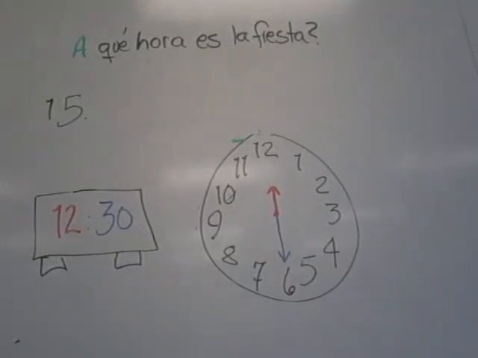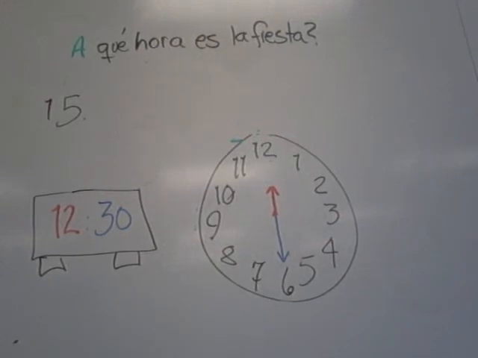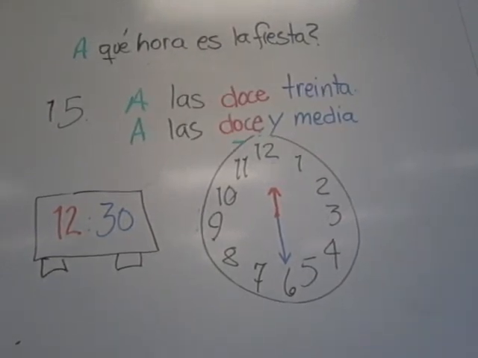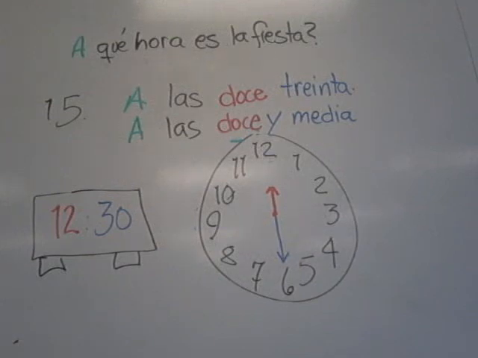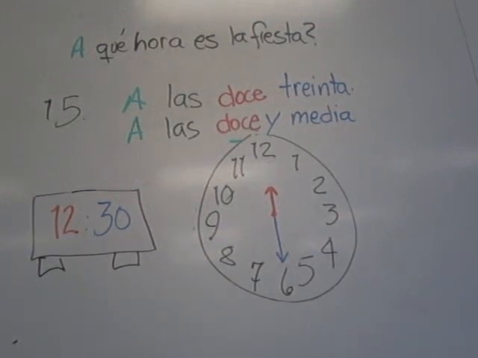¿A qué hora es la fiesta? What time is the party? A las 12:30, at 12:30. Or you could have said a las 12:30. Either one of those is correct. Oh, you'll say, wait a minute, what happened to medianoche or mediodía? When we add minutes after midnight or noon, we have to switch back to the number 12 and then add the minutes on afterwards. And then you'll have to ask, is it de la mañana or de la tarde, to find out whether it's in the afternoon or not.